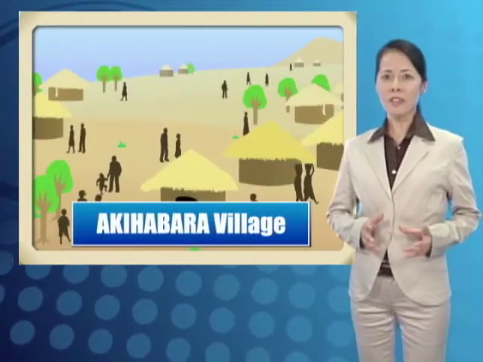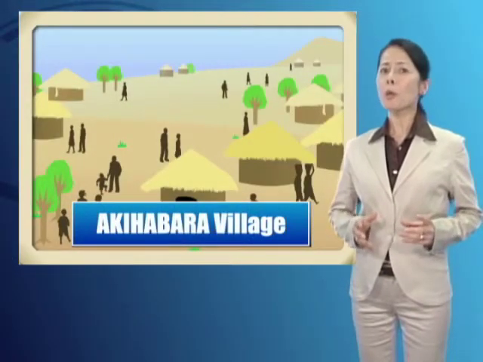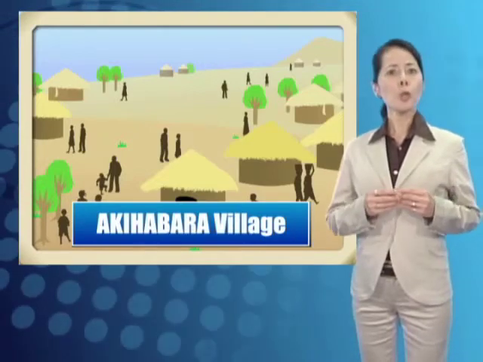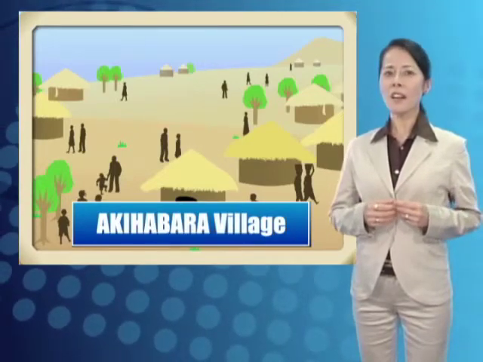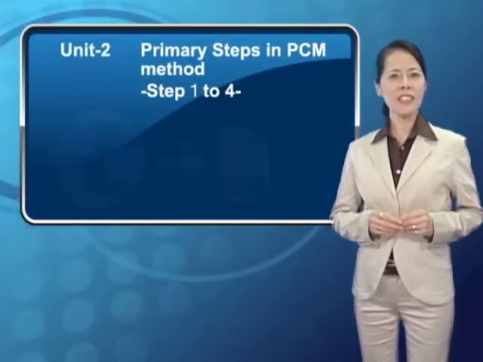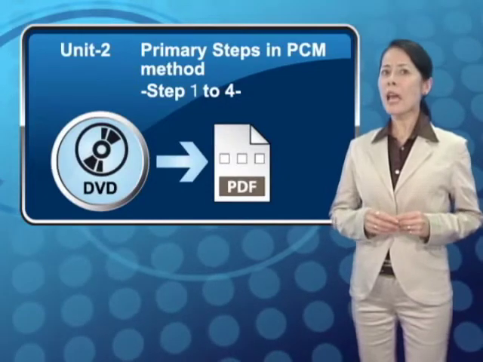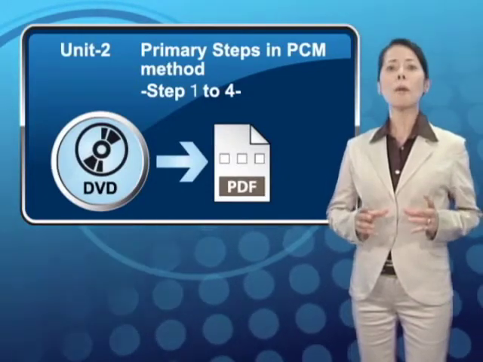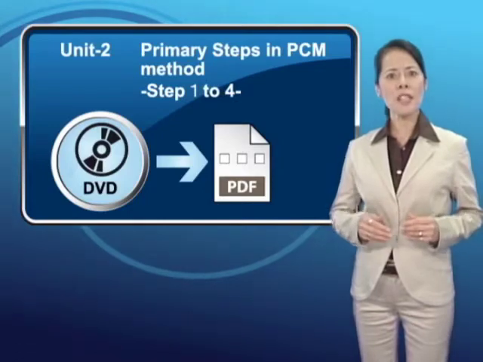This video, Unit 6, explains monitoring and evaluation in the PCM method. It also introduces some tips for facilitation of PCM workshops. In this video, the case of Akihabara village is used again for the purpose of explanation. If you are hearing the name of Akihabara village for the first time, please watch Unit 2 of this DVD and have a look at the PDF with basic information about Akihabara village before watching this video.